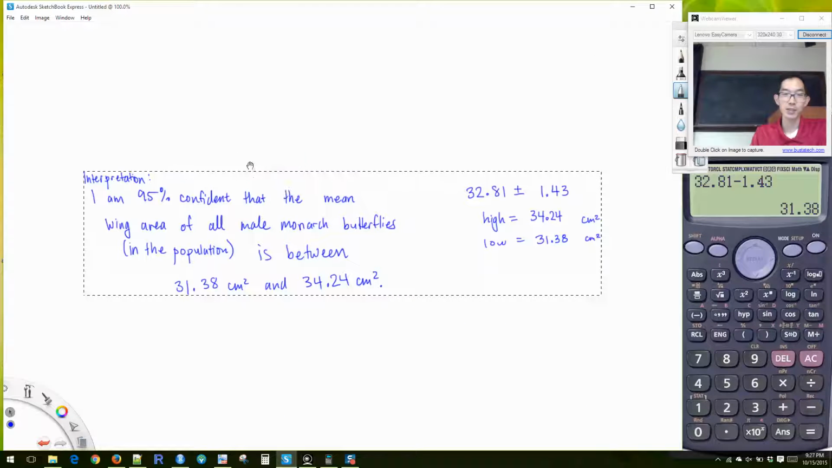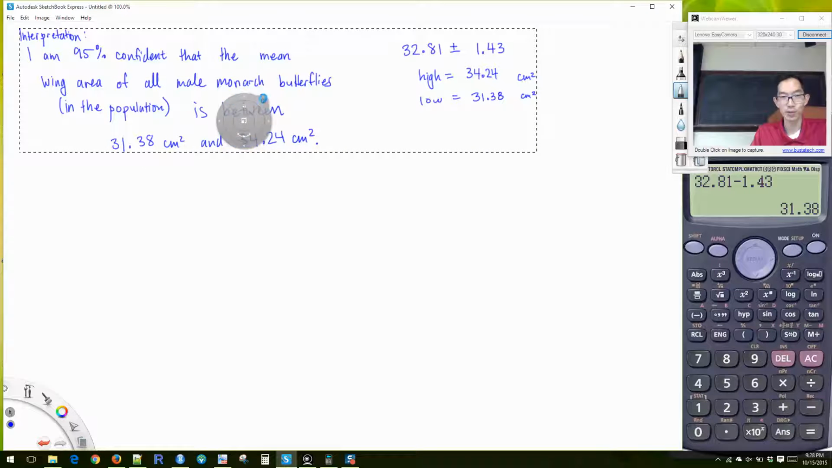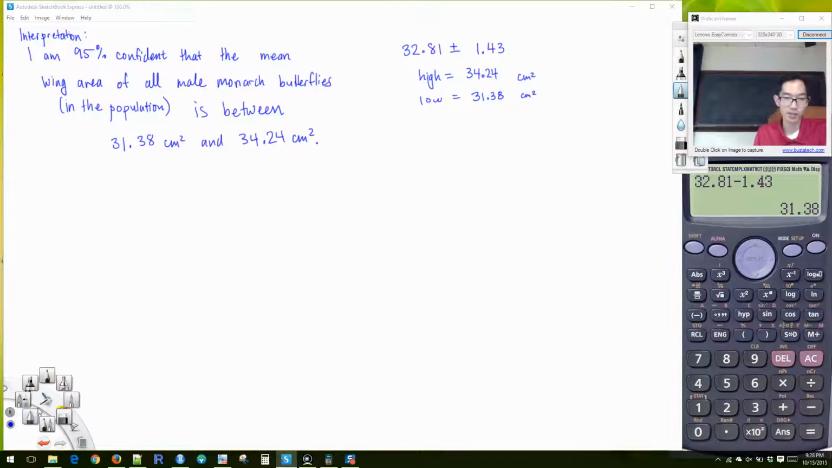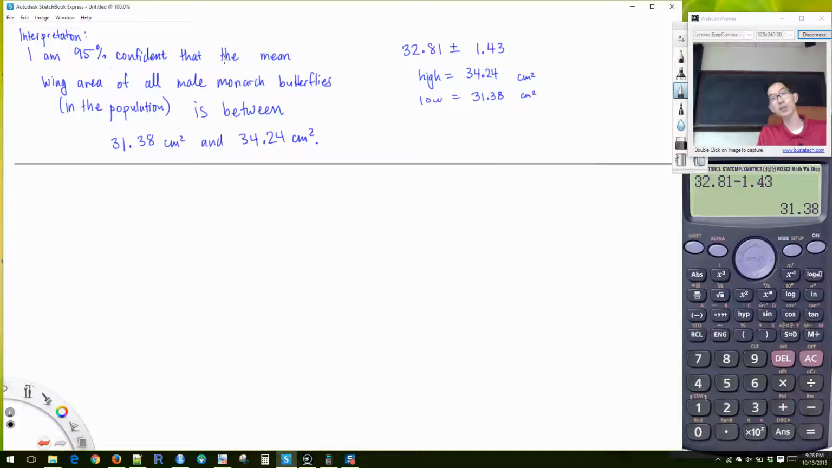I'm going to write a statement here, and you tell me if this is true or false. Okay, so this is true. This is the correct interpretation of our monarch butterfly confidence interval. We are 95% confident that the mean wing area of all male monarch butterflies is between 31.38 centimeters squared and 34.24 centimeters squared.